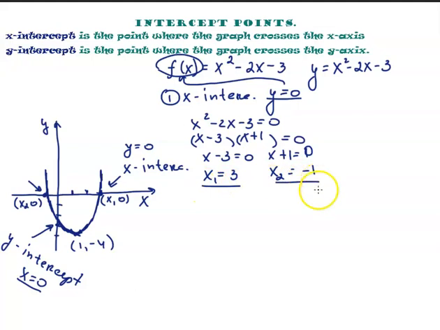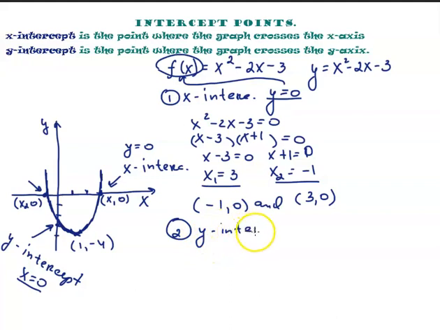So I found two x's, and you can see them on the graph: -1 and +3. So I have two x-intercept points: (-1, 0) and (3, 0). Then I need to find the coordinates of the y-intercept. For the y-intercept, x equals 0. And that's how you can remember easily: if it's an x-intercept, then y equals 0. If it's a y-intercept, then x equals 0.